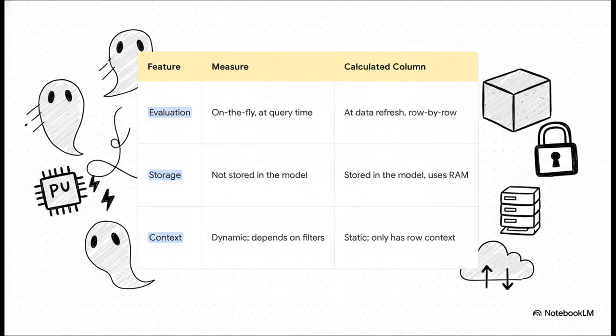So when do you use a measure? For pretty much everything else. Total sales, average price, year-over-year growth, all these numbers have to react to what the user is clicking on.